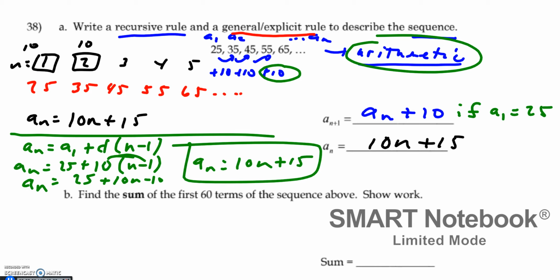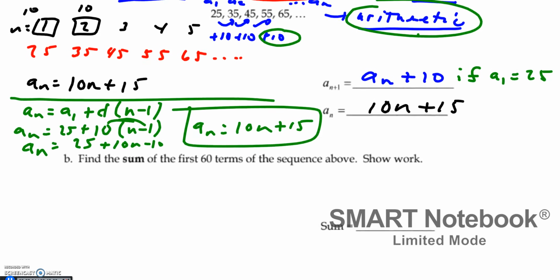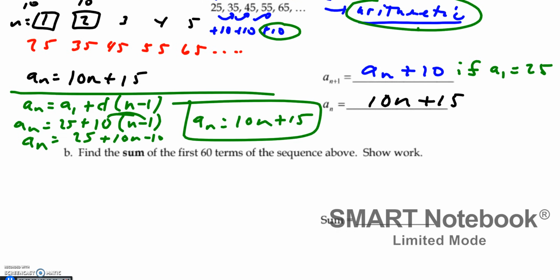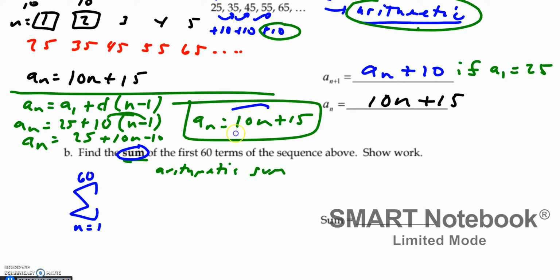So sometimes it is helpful to ask yourself if it's arithmetic or geometric at the beginning of the problem. It also helps to answer part B. Find the sum of the first 60 terms of the sequence above. If the sequence is arithmetic, that means I'm trying to find an arithmetic sum. And what I would suggest doing is anytime you see the word sum, I would draw the summation symbol. What we're doing is we're going from the first term, n equals 1, to the 60th term. And what we're doing is using the equation that we just found, 10n plus 15.